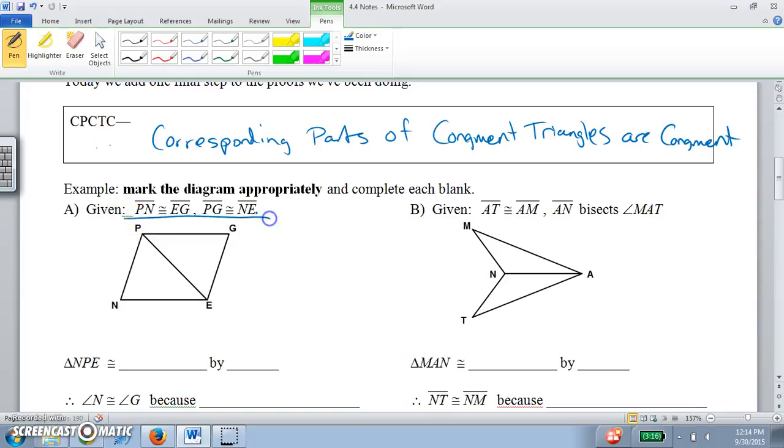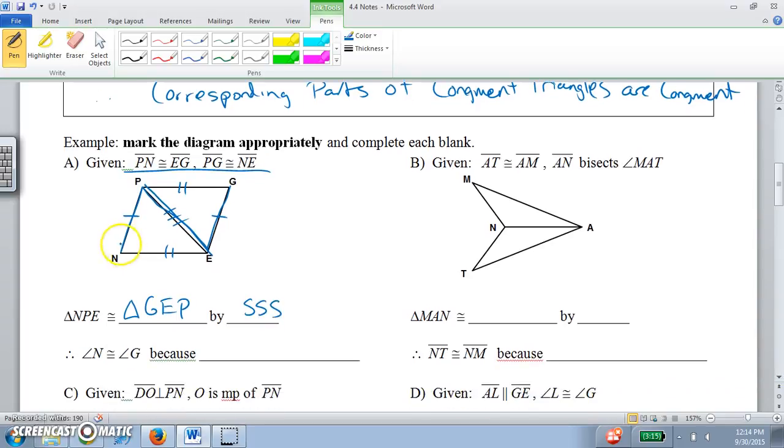If we're given this information right here, let's mark the diagram. PN congruent to EG, PG congruent to NE, and we've also got this reflexive side in the middle, PE, so NPE. We have to be careful here about writing the congruence statement. N to P to E means we're going across the 1 hash mark and then across the 3 hash marks. So we have to do the same thing with the other triangle: across the 1 hash mark and then across the 3. So this would go GEP. That's how we match up the letters. These are congruent by side, side, side. I've got all 3 sides congruent.